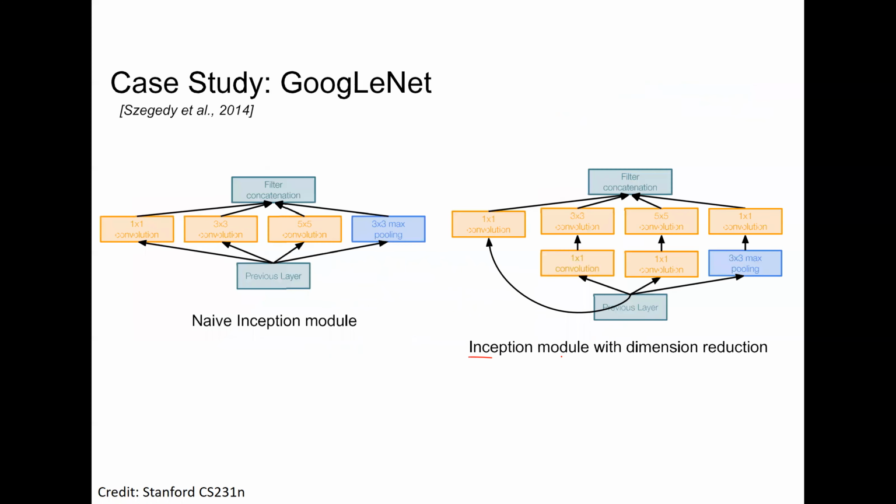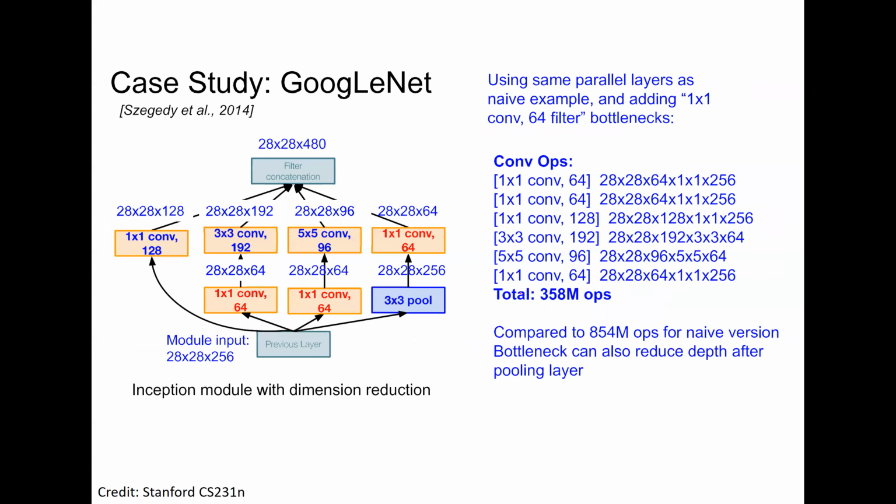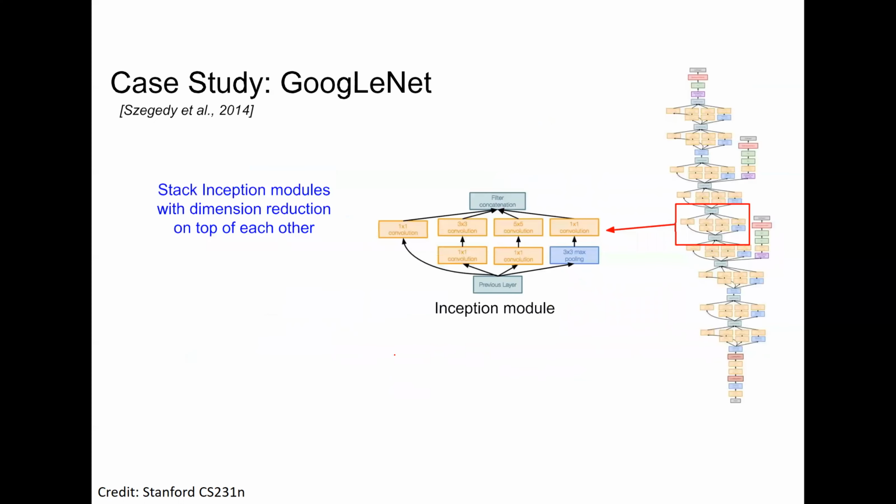Okay, so the inception module with dimension reduction looks like this. Here we have one-by-one convolution to reduce the number of channels. These are called bottleneck layers. By employing these one-by-one convolutions, the total number of operations gets reduced from 854 million to 358 million, and the number of parameters as well. So that is the idea behind the inception module.